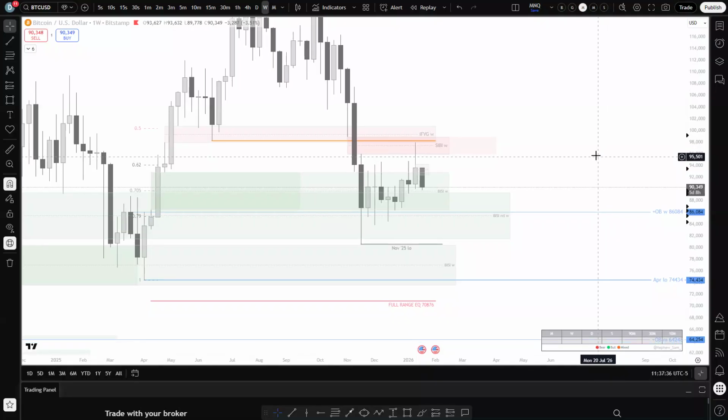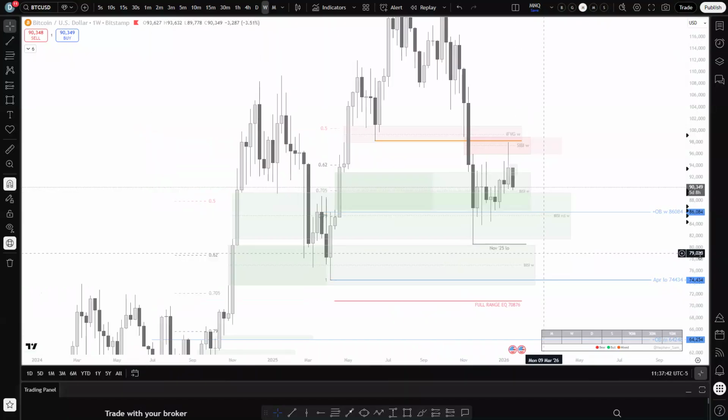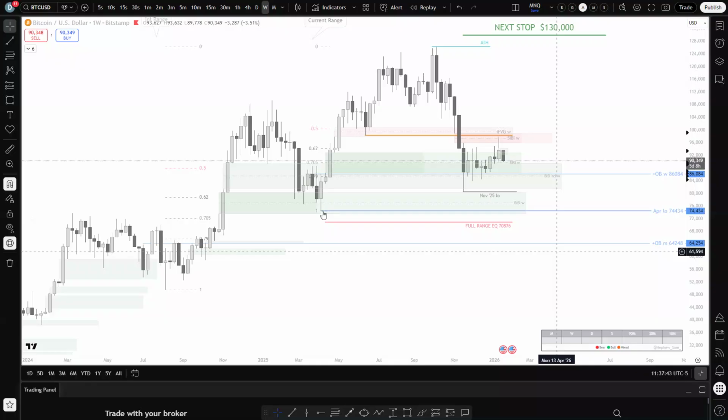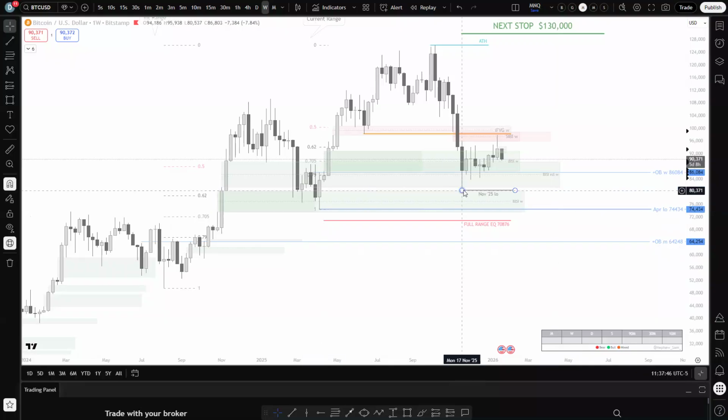Again, we're back to the scenario where I expect that we're going to see the November lows before we see new all-time highs. If we come down below the November low, that means below 80,000, approximately 80,500, there's a really good chance that we're going to go below the April 2025 lows, which is the mid 70s.